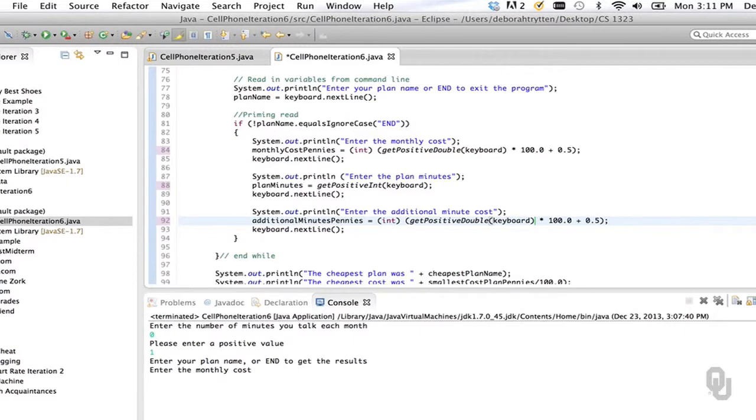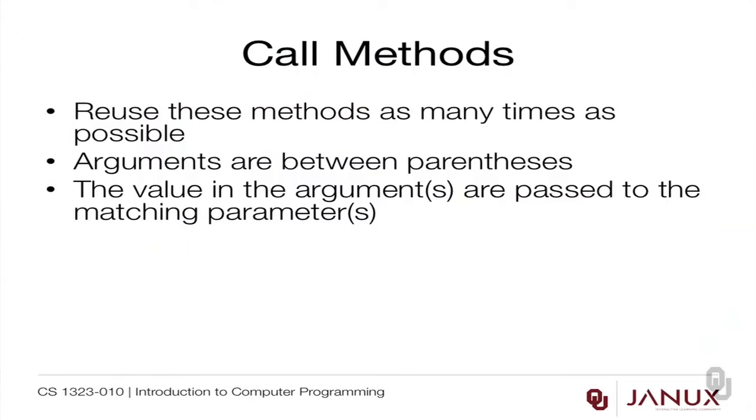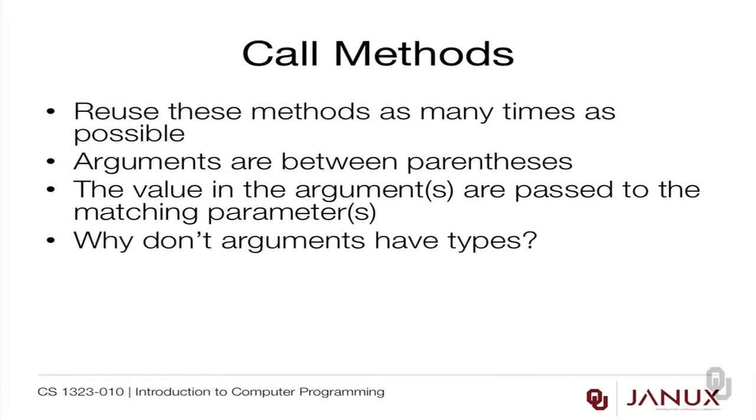That's really nice. Our program has actually improved quite a bit because we've increased the amount of error checking without adding many lines of code. So we've reused these methods several times in the code. That's a good thing. Reusing code is exactly what methods are about. Remember, the arguments are the ones that are in the program that calls the method, and the parameters are the ones that are in the method, the ones that get called. The values of the arguments are always passed to the matching parameters.